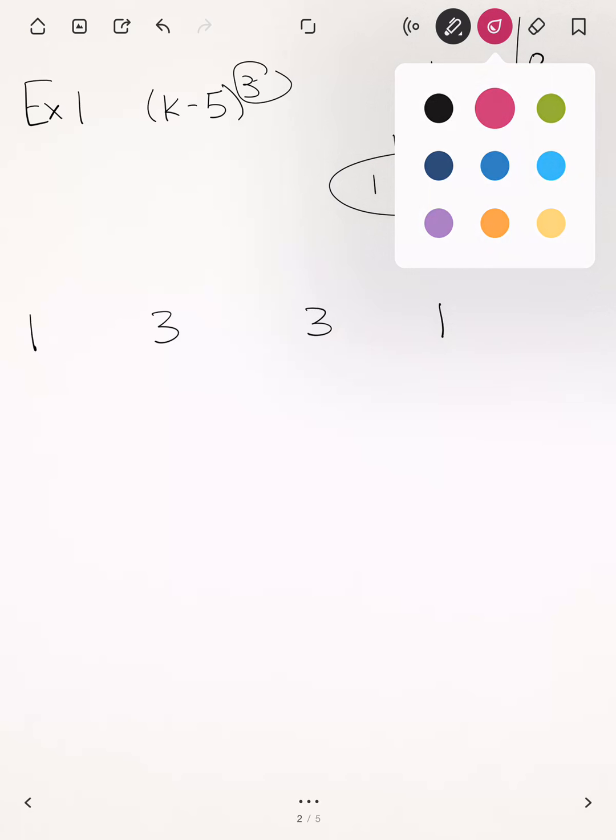Having trouble writing 2's today. Okay, not there. I need to get my exponent to be a 3. So I do 1, 1 and 2 is 3, 2 and 1 is 3, 1. So these are going to be my coefficients for this example. So what I do is I write 1, leave some space, 3, 3, 1.